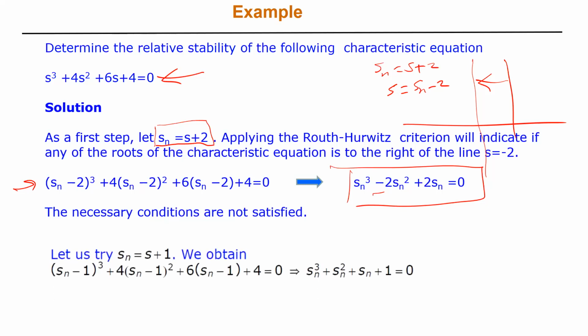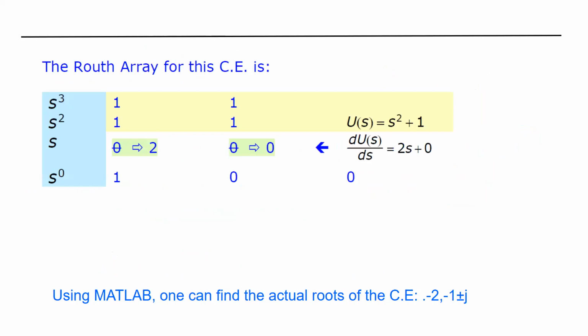Let's make it S plus 1. I will shift not 2 units, I will shift 1 unit, and substitute. This is your characteristic equation, the new characteristic equation. Do the Routh-Hurwitz test for this new one. And this is what you will get.